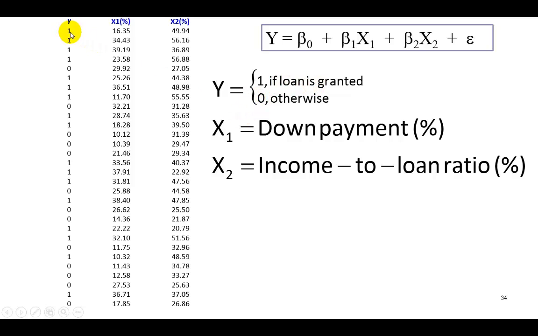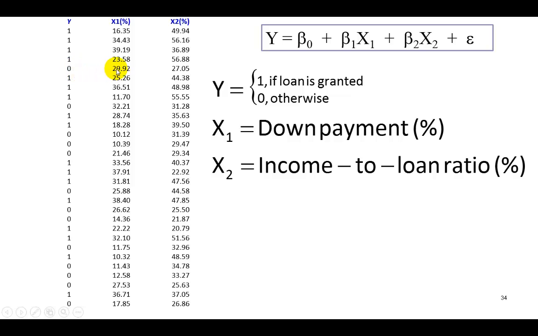So for this first customer, the loan was granted. This customer right here has had a down payment of 16.35% with an income to loan ratio of 49.94%. This customer did not get a loan.